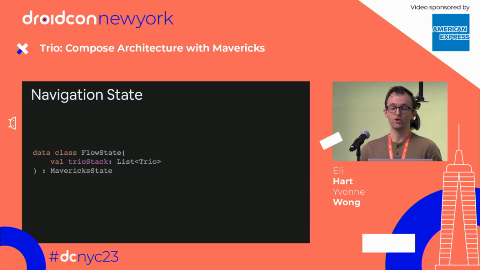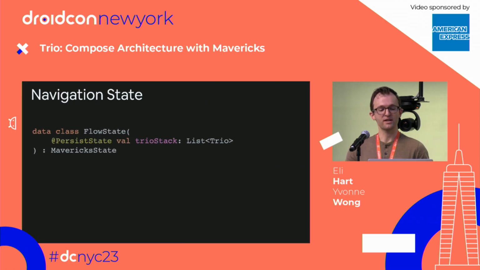You've now seen how the trio class works and how it is used to render a state to UI. Next, we'll look at how trio instances are stored in state. Trios are stored in the viewModel state alongside all other data that a screen exposes to the UI. For example, a common use case is to store a list of trios to represent a stack of screens. The trios get saved across process death because they are parcelable, and we apply the persist state annotation to the property holding them in the state class.